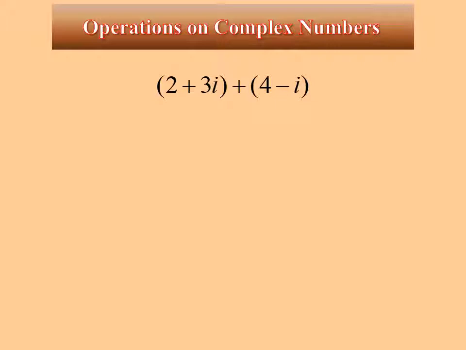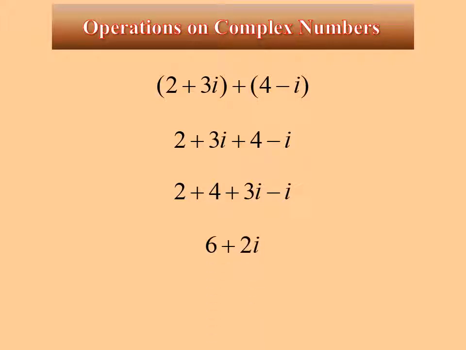So to do the addition of these two complex numbers, we can simply use the laws of algebra and treat the i as a variable by removing the parentheses, which we can do since there's nothing on the front of the first parentheses, and there's a plus in between the parentheses. We can combine the 2 and the 4 together, and the 3i and the minus i together, and there's our answer in complex number format.